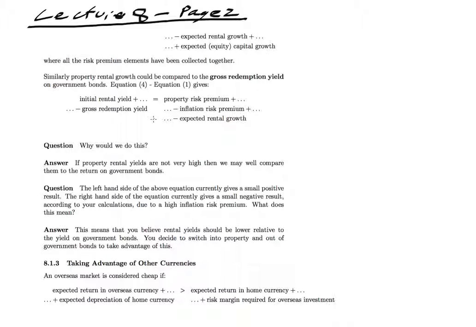Anyway, once we get to page 2, we're not comparing equities with government bonds anymore. We're comparing government bonds with property, with initial rental yields as it happens. So when you work through the maths, you end up with this equation here.